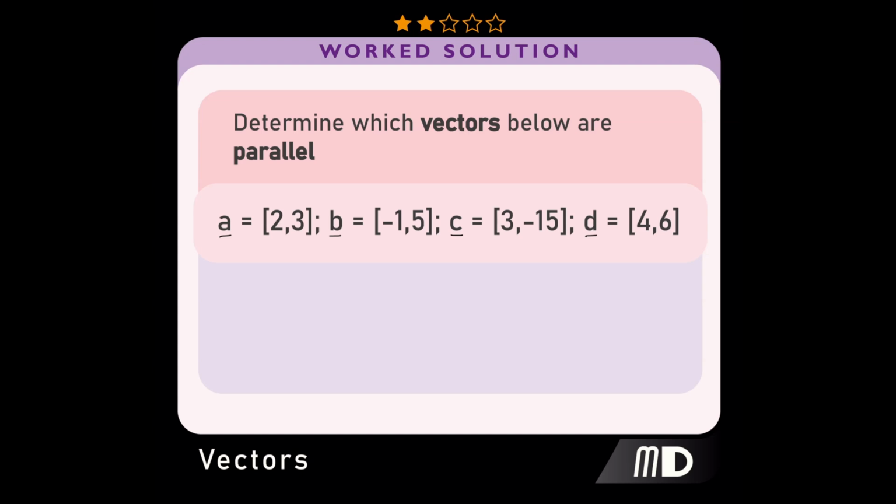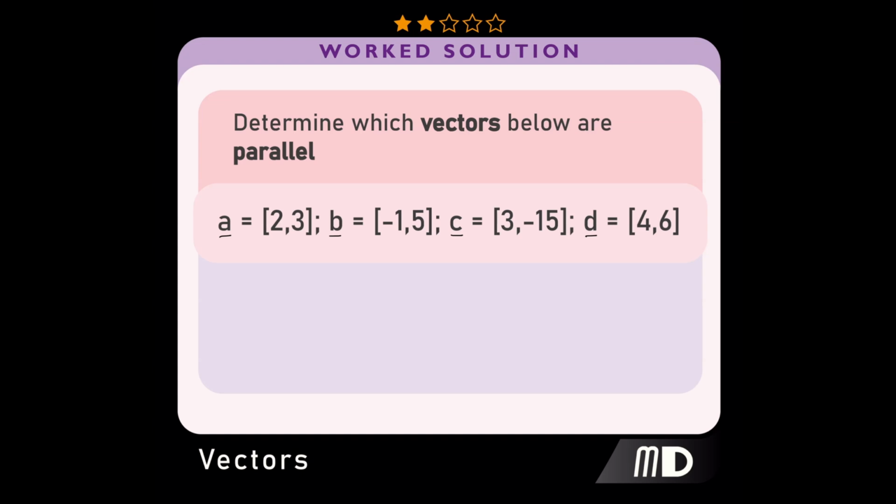A vector is a quantity that has both magnitude and direction, as opposed to scalars, which are quantities that only have a magnitude. 2 vectors are parallel if one is a scalar multiple of the other. That means we can multiply one vector by a number to get a parallel vector, or we can divide 2 vectors and get a scalar multiple.